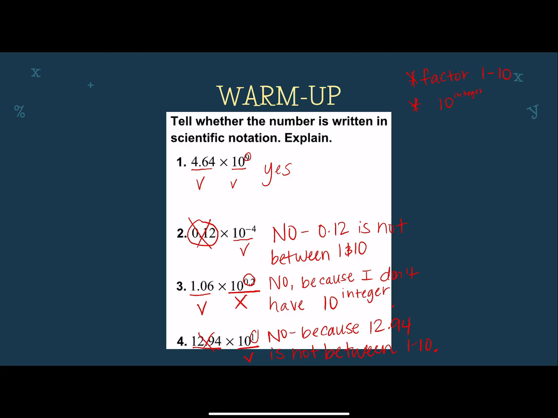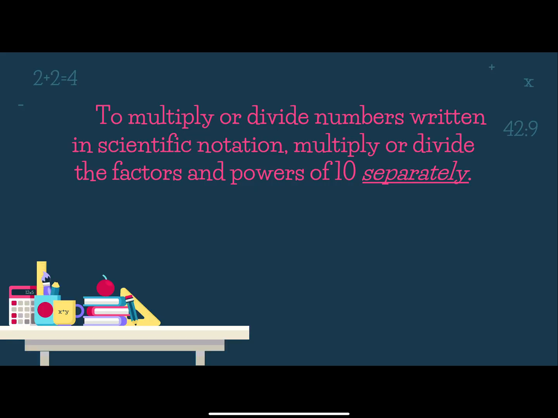All right, so that is just a quick review of what we would have done in 9.5. We talked about how a number had to look to be in scientific notation. Okay, so we've done a lot of work with scientific notation now. What we're going to do today is multiply or divide numbers written in scientific notation. So to do that, the rule is we're going to multiply or divide the factors, which is the number in the front, and the powers of 10 separately.